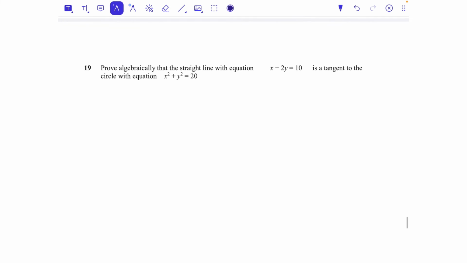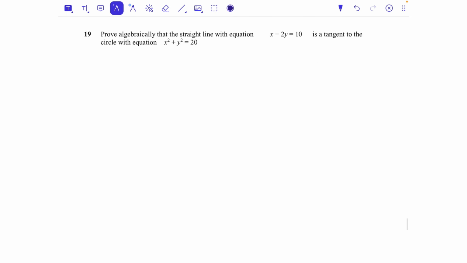question. Prove algebraically that the straight line with equation x minus 2y equals 10 is a tangent to the circle with equation x squared add y squared equals 20. Okay, so if we've got a circle and if we've got a tangent, we're saying that there is only one solution. There's only one point of intersection. So when we do simultaneous equations with these two equations, we should only get one answer.